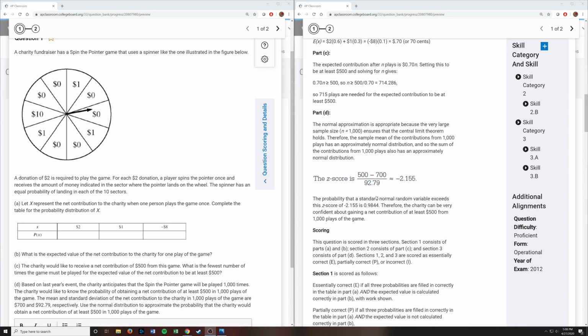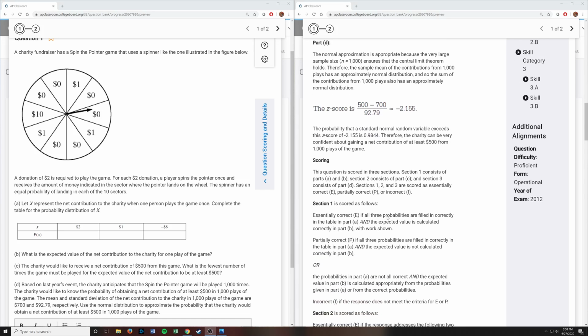Okay, I want you to be able to make sense of this number, not just calculate it. Right? And they provide an interpretation. Therefore, the charity can be very confident about getting a net contribution of at least $500 from 1,000 plays of the game. I think that statement is optional. All it asks for is an approximation of the probability. It doesn't say that you have to interpret anything in context. That being said, let's talk about how it's scored.